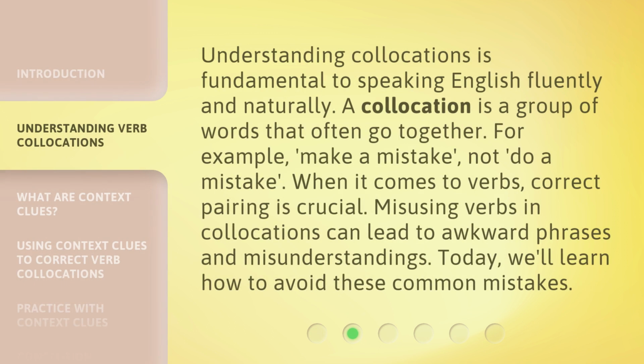Understanding collocations is fundamental to speaking English fluently and naturally. A collocation is a group of words that often go together. For example, make a mistake, not do a mistake. When it comes to verbs, correct pairing is crucial. Misusing verbs in collocations can lead to awkward phrases and misunderstandings. Today, we'll learn how to avoid these common mistakes.